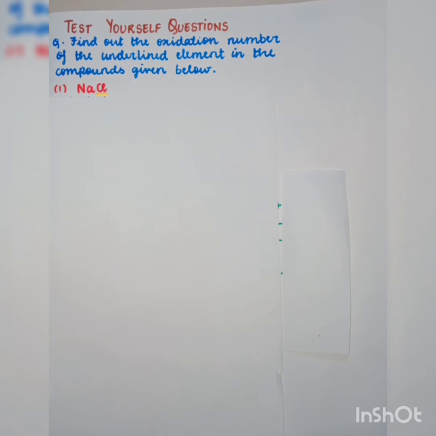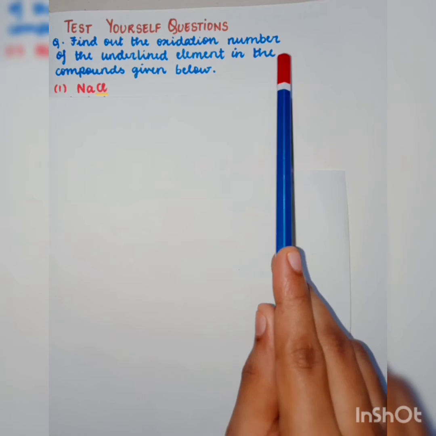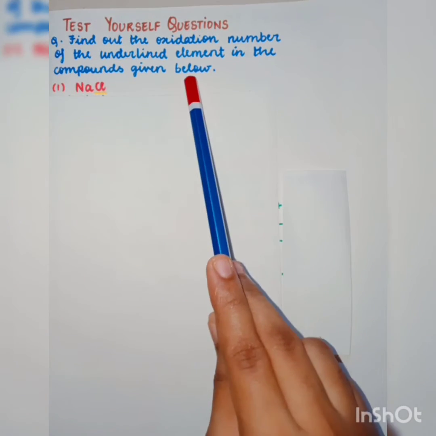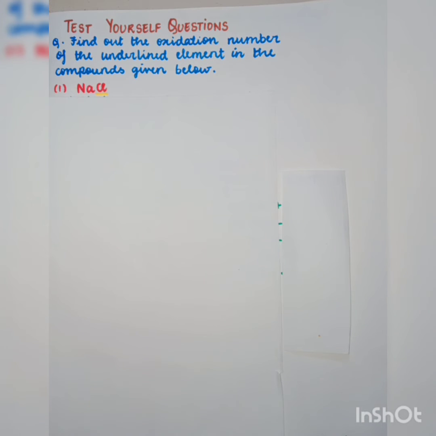So here our test yourself question is, find out the oxidation number of the underlined element in the compounds given below. You can use rule number 8 to find out the oxidation number of the underlined element.